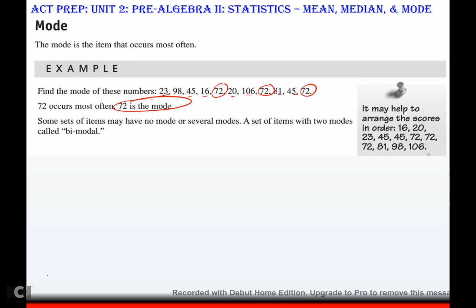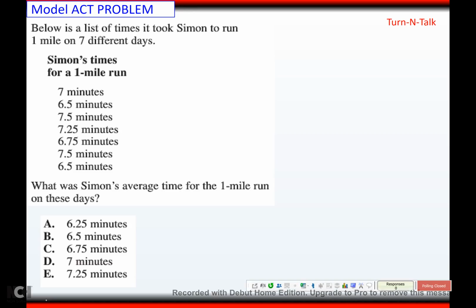You can have no mode. In other words, if every number occurs the same amount of times, we say there's no mode. Or you can have several modes. Like if this data had 2 more 23s in it, there would also be 3 23s, so we would say that this would be bimodal, and the two modes would be 72 and 23. All right, you try this one, hit pause, come back when you're ready.